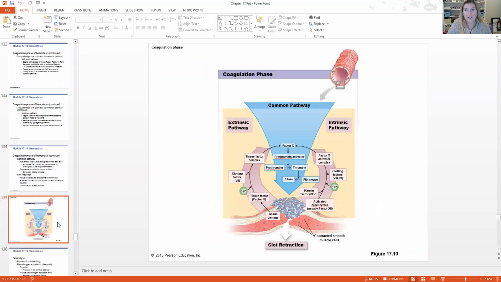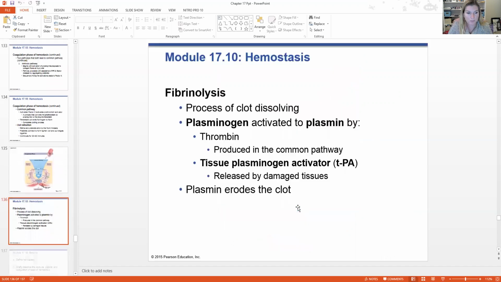Here's the whole pathway. If you didn't like my little diagram there, hopefully it's not mirror imaged for you and you can read everything I wrote, but if not, it's all right here. Your extrinsic pathway with your tissue factor, your intrinsic pathway with your platelet factors, all coming together to activate factor X, converting prothrombin to thrombin, converting fibrinogen to fibrin, and fibrin is our very dense connective tissue.